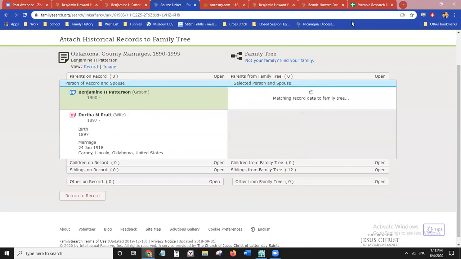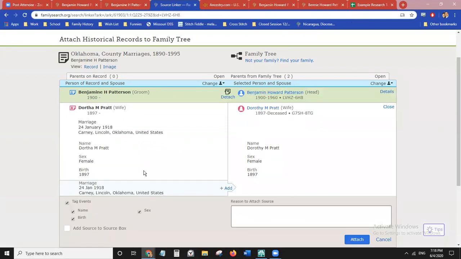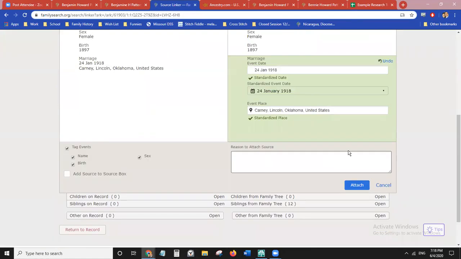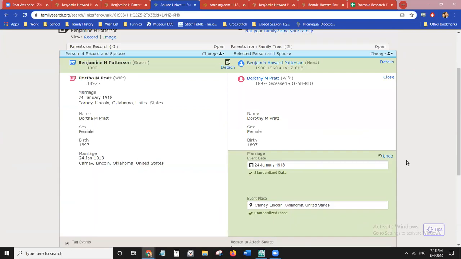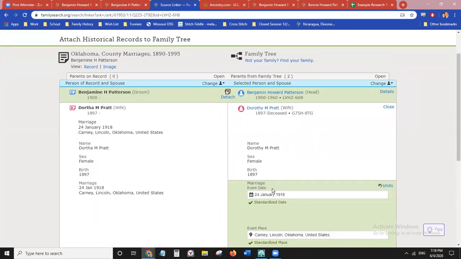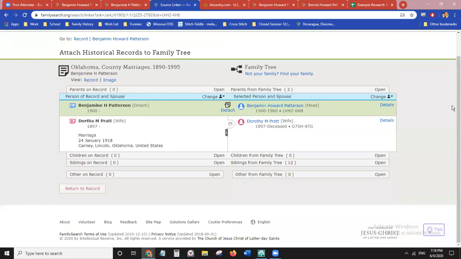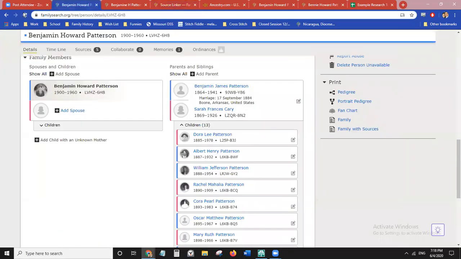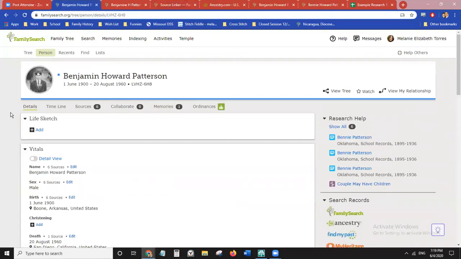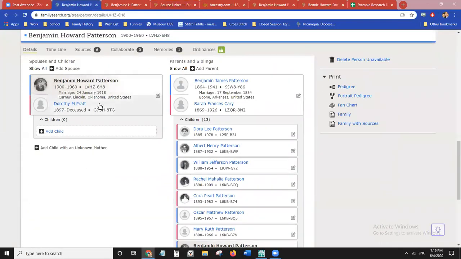And Family Search will double check their database to see that there isn't a similar person already, and they will pop up a little message that says, are you sure it's not this person? So don't worry too much about creating a duplicate from these records. Make sure you aren't when they do have that pop up, but Family Search will do that work for you to make sure everything's standardized, and then you can go ahead and attach that record. And now, when you refresh, Benjamin now has a wife.